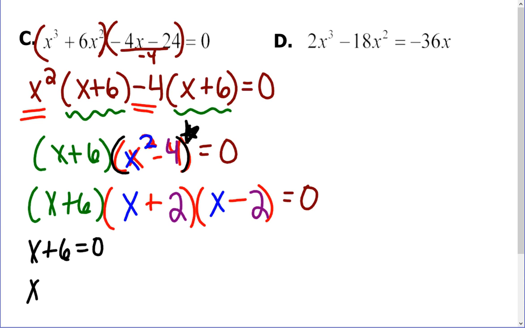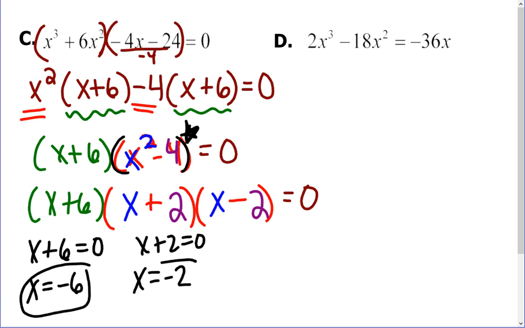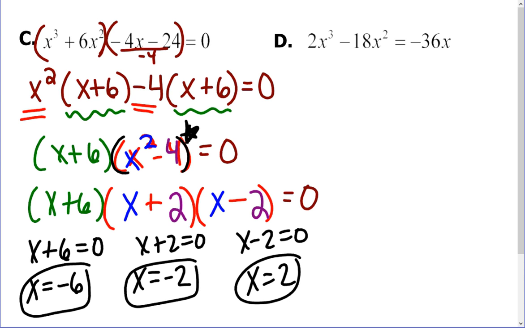X plus 6 equals 0, so x equals negative 6. X plus 2 equals 0, subtract 2 from both sides, and x equals negative 2. X minus 2 equals 0, add 2 to both sides, and we get x equals 2.